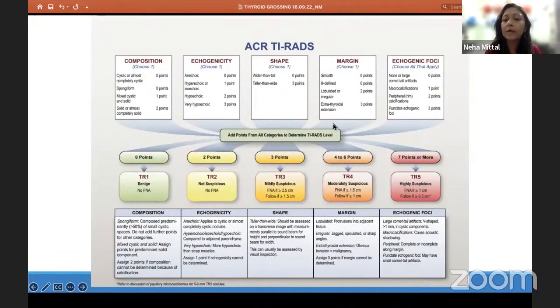And in fact, imaging of the thyroid has undergone a revolution, and they can actually give you scores and tell you the risk of malignancy in a particular thyroid nodule just based on the ultrasound features. And this is the American College of Radiology TIRADS system, which is the most commonly used system worldwide, based on composition, echogenicity of nodules, shape, margin, and echogenic foci.